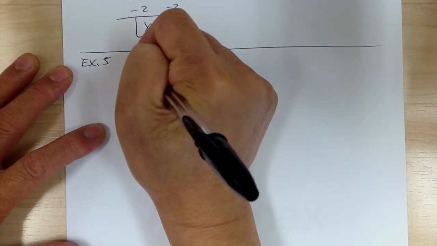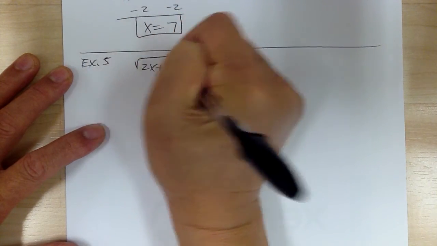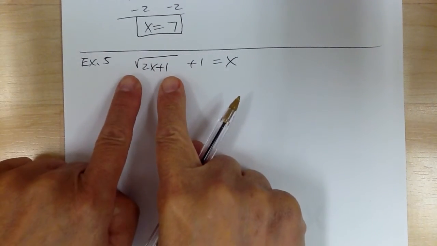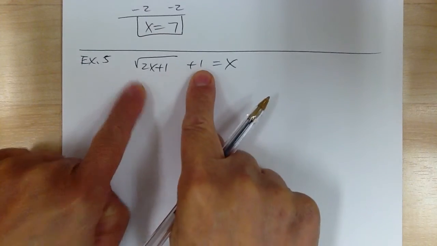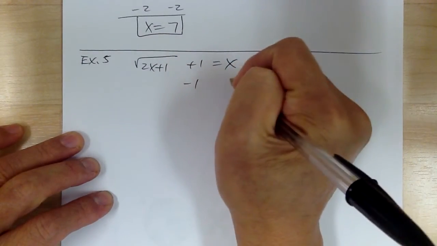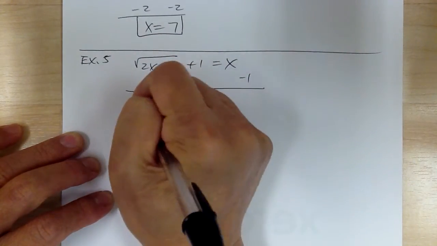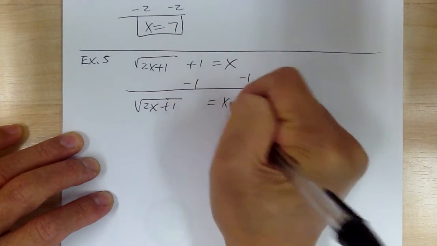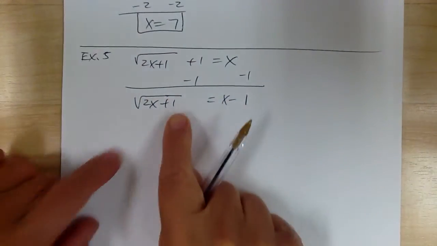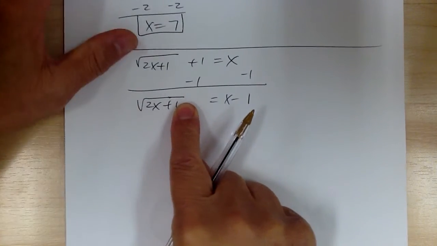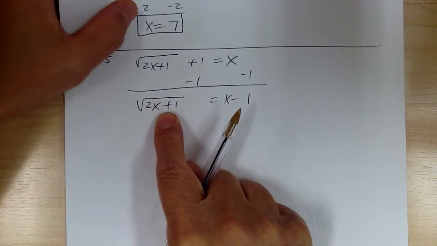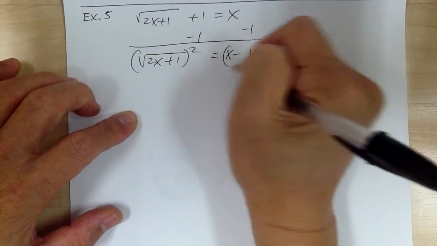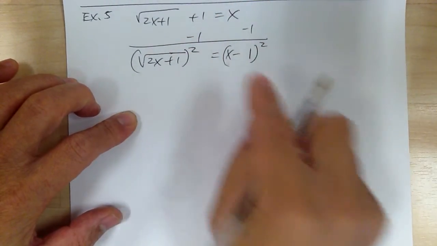You have square root of 2x plus 1 equal to x. So again, you need to get the square root by itself, so you need to get rid of that. So minus 1 on both sides. So you got square root of 2x plus 1 equal to x minus 1. Now to undo the square root, you need to square this side, you need to square this side. You have to do the same on both sides.